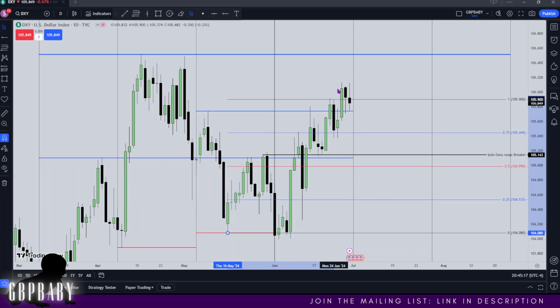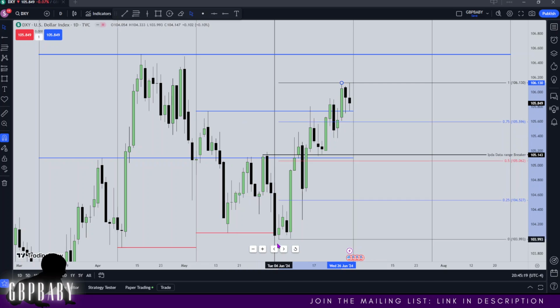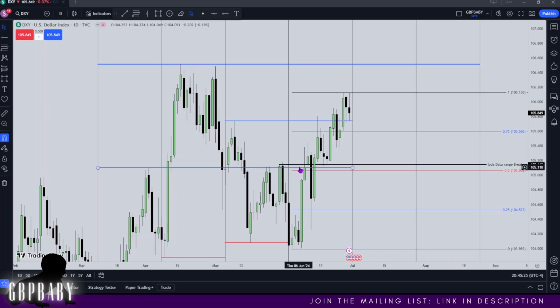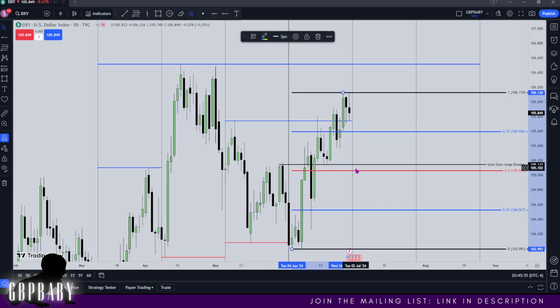Let's look at this range now. You'll see that that midpoint lines up with that IPDA data range breaker. Pretty nicely. Now the 50% level is, again, equilibrium. Price always returns to equilibrium. If you study price, it will always return to equilibrium at some point. So the fact that that's lined up with our IPDA data range breaker is quite interesting to see.